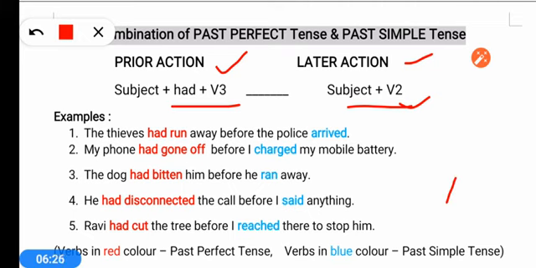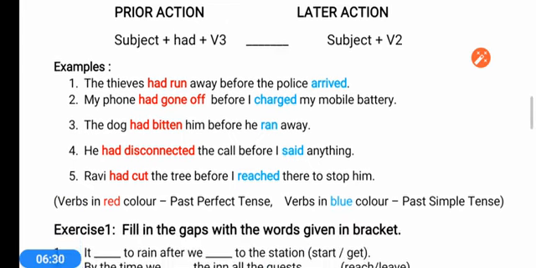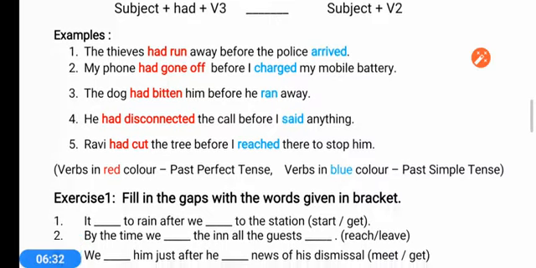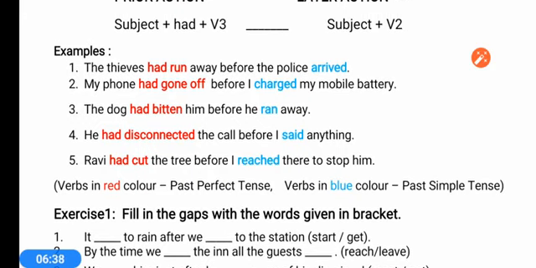Here are examples. You can see that there are 2 colors, one in red and one in blue. These are 2 actions which are happening in one sentence. The red one is the perfect tense, and the blue one is the past simple tense. You see, the thieves had run away before the police arrived. So which action happened first? The thieves ran away and then the police arrived.